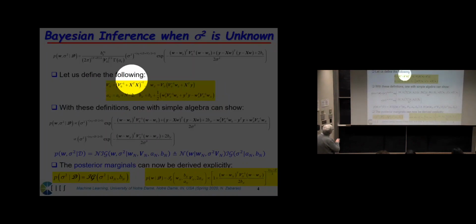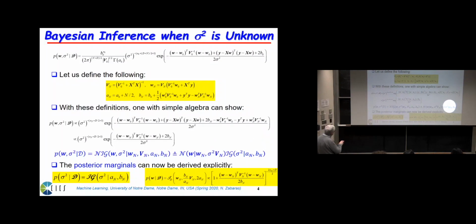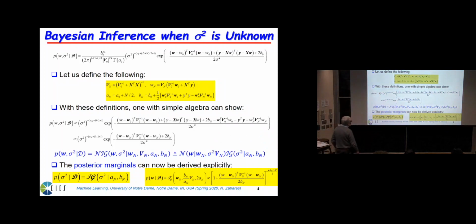Vn is given by this wonderful formula. Wn is given by that, An is given by that, Bn, etc. And the joint posterior of W and sigma square is a normal inverse gamma distribution. And you should certainly verify it, even though the proof is really on the slides. There is no algebra involved, but I strongly encourage you not just to look at it, but to convince yourself that this makes sense. All right.